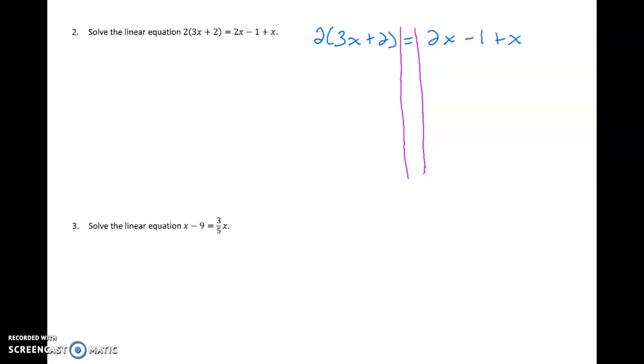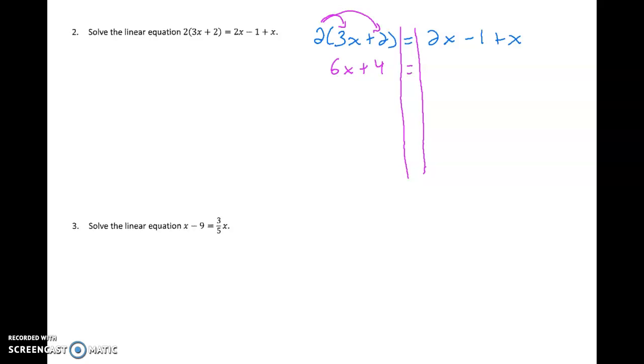So on the left side here, I have 2 multiplying everything in parentheses. So this isn't the only way to do it, but I'm going to start by using my distributive property. I'm going to multiply 2 times 3x to get 6x, plus sign, 2 times 2 to get 4.